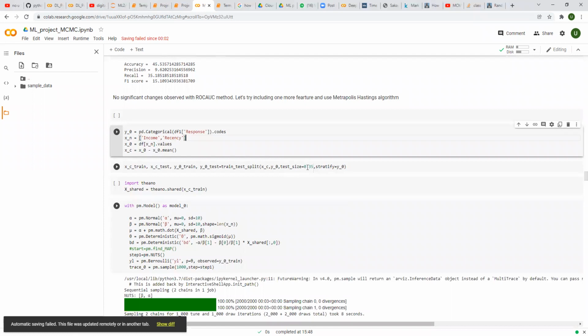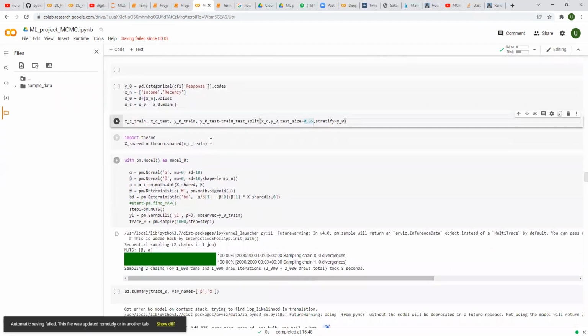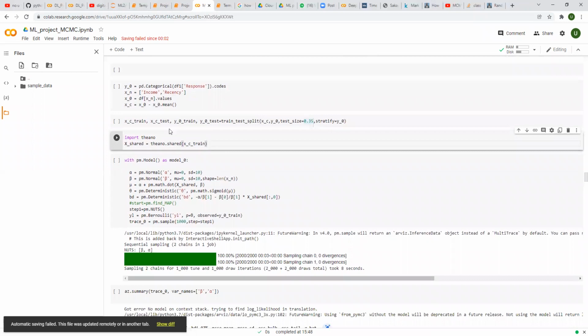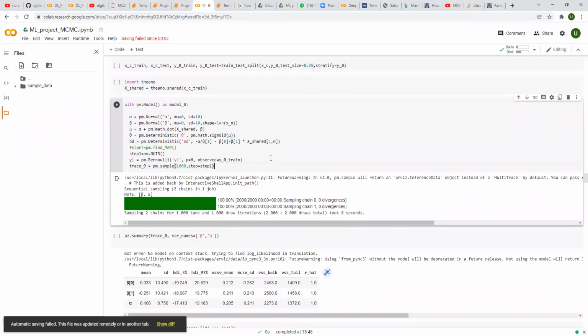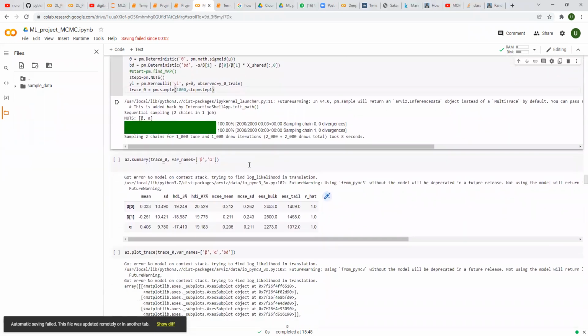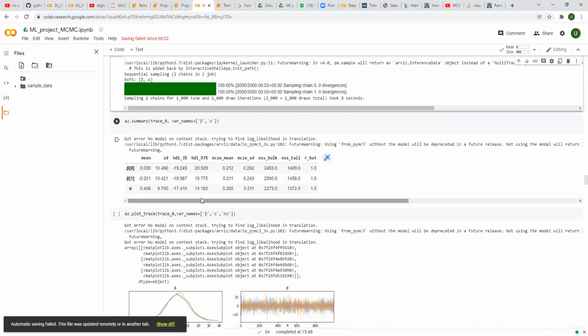Again, test size as 0.35. We use the Theano library because it allows us to share the number of features together and club them together. If we had used one feature, we wouldn't have required this Theano feature. So the formula has slightly changed. The decision boundary becomes a little different. We're still using the same parameters, alpha and beta, for the prior, and we're using the NUTS algorithm. And there are the estimated parameters again.